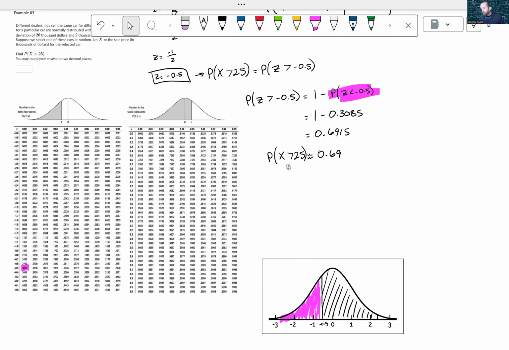All right, so hopefully that was some good review for you as well, looking at z tables and being able to understand the complement rule, and also how to calculate these areas under the normal distribution.